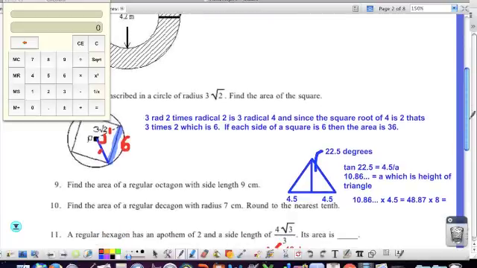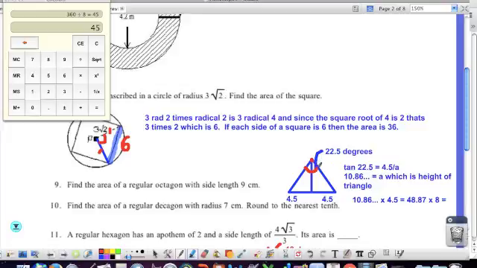For number 9, we need to find the area of a regular octagon with side length of 9 centimeters. So I've drawn this triangle here. There would be 8 of these congruent triangles in a regular octagon. And this here is the vertex angle. That would be the side. So I'm going to draw an altitude. Now, first of all, to get this central angle, if I had 360 degrees and I divided it by 8, because there's 8 congruent triangles in an octagon, we get 45. So this whole measure is 45 degrees.